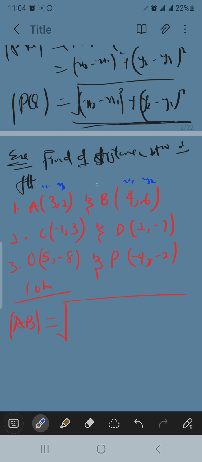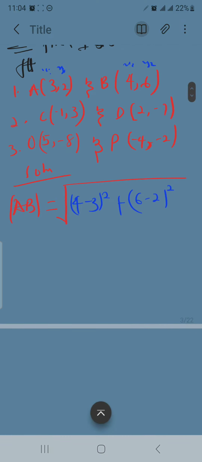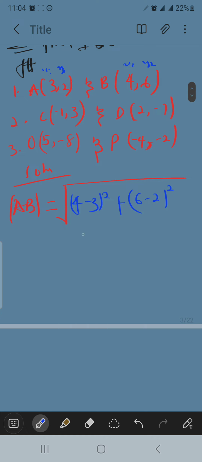So this one is going to be (4 minus 3) all squared plus (6 minus 2) all squared. So this one is going to be this one minus this one squared, plus this one minus this one squared, all under the square root. So this one will be 1 plus 16, the square root of 17, and that's going to be the answer.